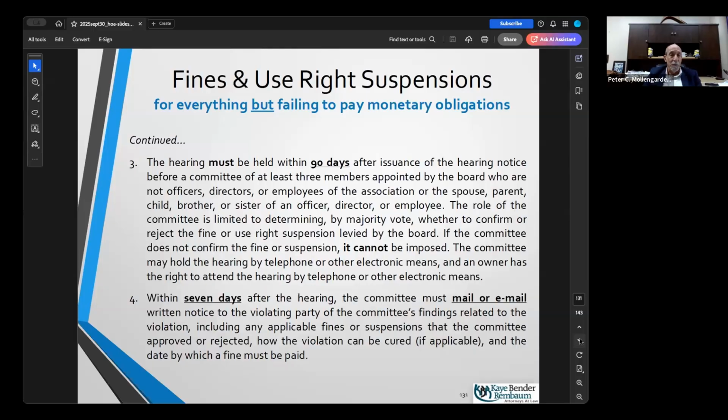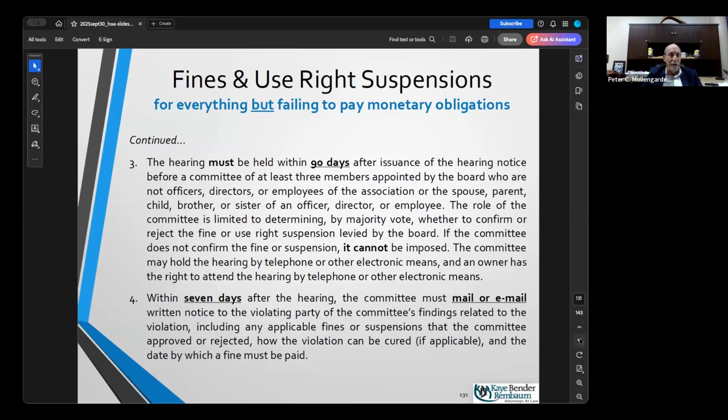The hearing must be held within 90 days after the hearing notice. The committee that's going to conduct the hearing must be at least 3 members appointed by the board, and they cannot be officers, directors, or employees of the association, or the spouse, parent, child, brother, or sister of an officer, director, or employee. And the role of the committee is very specific. It's very limited. They have to determine by majority vote whether to confirm or reject the fine or use right suspension levied by the board. If the committee does not confirm it, it cannot be imposed.